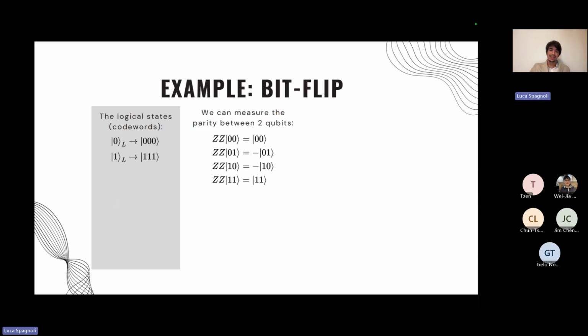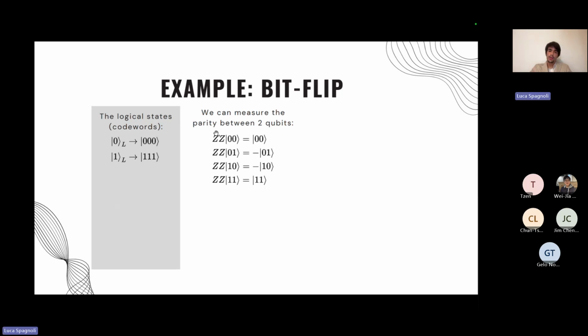Now, on this state, let's look at the action of this ZZ operator. So, for example, let's forget about the third qubit. Let's look only at the first two qubits. What happens if we measure this Z tensor Z operator? So the first Z acts on the first qubit, the second on the second qubit. And we can see that if the two qubits are in the same state, the eigenvalue of Z tensor Z will be plus one, because the first Z gives plus times plus, or minus times minus, which is plus one again. Instead, if the two qubits are in a different state, plus times minus gives minus one eigenvalue. So somehow this ZZ operator measures the parity between the two qubits, but doesn't measure the state of the qubits.